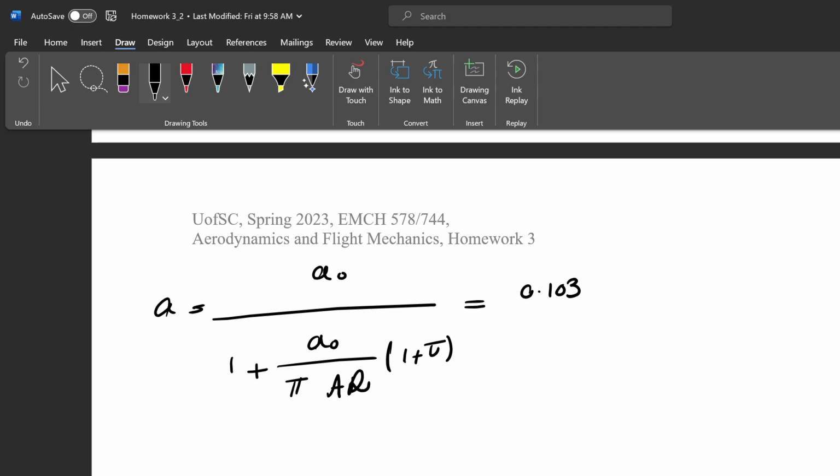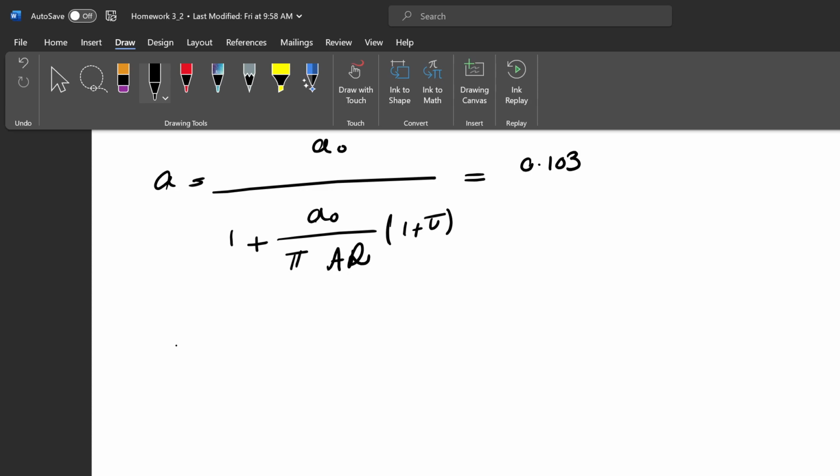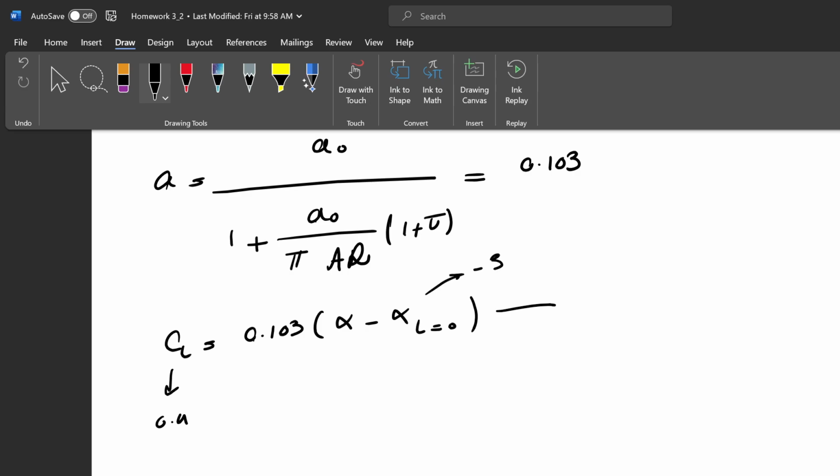0.13. Okay, so CL is going to be equal to 0.13 multiplied by alpha minus alpha at L equals 0. This is -3. This is 0.4. So you can easily find your geometric angle of attack to be 10 degrees.